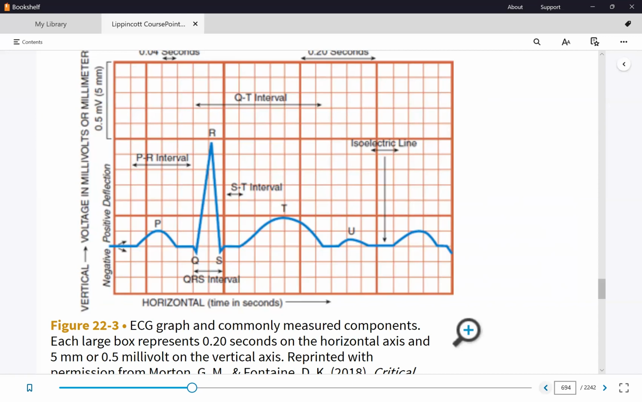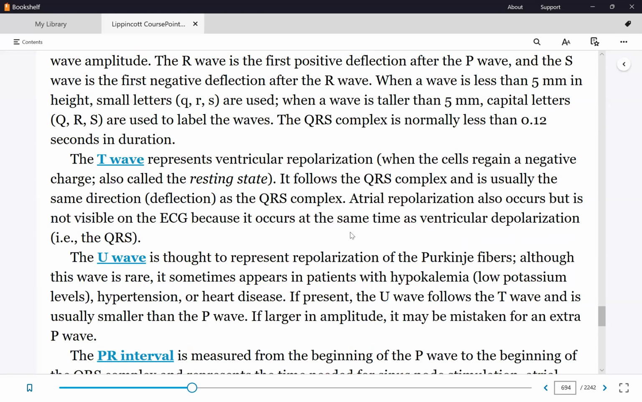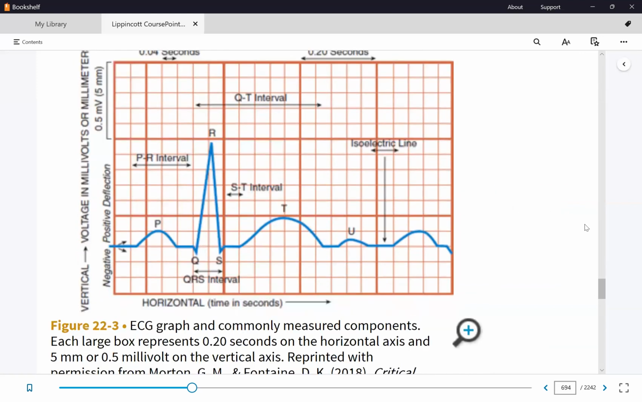Why did the AV node delay it? Because if it didn't delay it, what would be the result? The atria and the ventricles would contract at exactly the same time, which would be disastrous, right? Meaning, would there be any blood movement? No, because each one was contracting, so they would just bounce each other off. But that did not happen. So can you say that the AV node is like a gatekeeper?